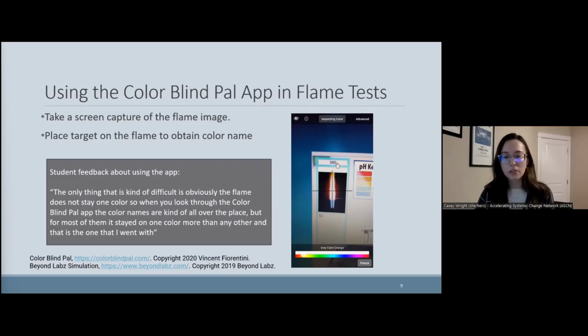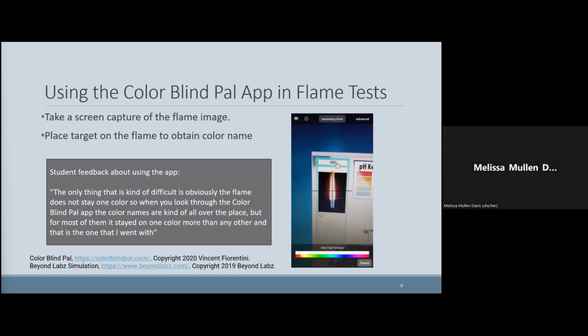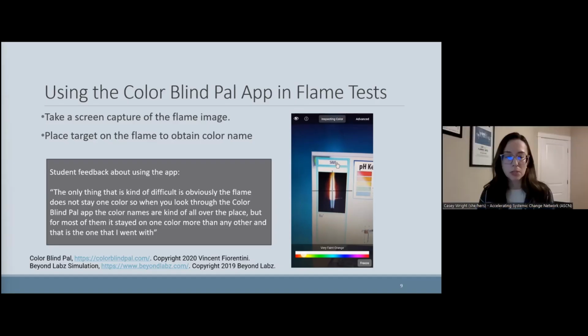And we got some feedback from a student who noted that the flame doesn't really stay the same color, and that the color names would switch around as they were collecting the data. They said that for some of them, it stayed more one color than another, which is then what I went with when I was collecting my data. For us that was great news, because that's what we wanted students to be doing as they were collecting data in the lab: deciding this was the color presentation that I saw that occurred the longest, so I'm going with that metal.